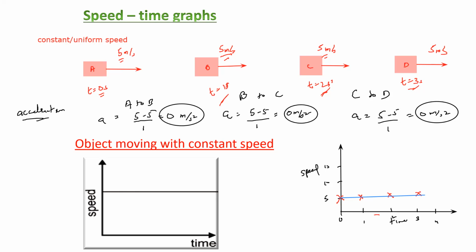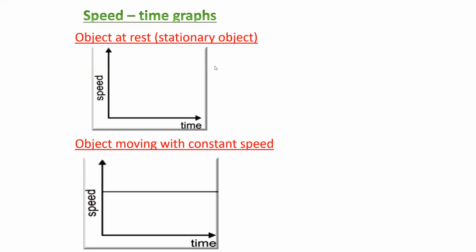Then the third case, when the object is moving with a constant acceleration, uniform acceleration. What is the meaning of uniform acceleration? The term uniform acceleration means that the speed is changing, there is a change in speed, but it is changing with the same rate.